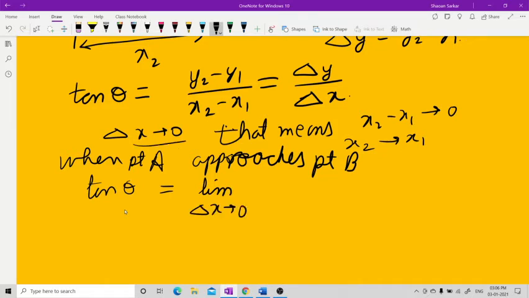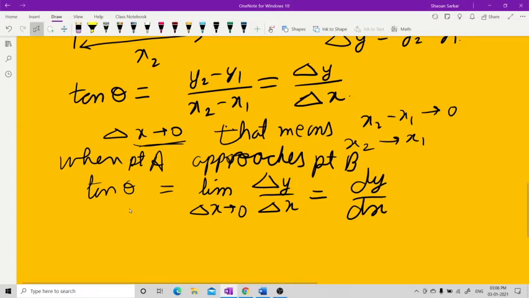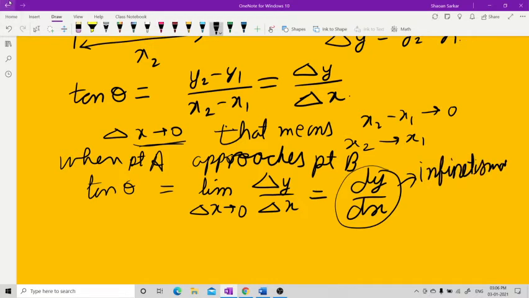This idea becomes delta y upon delta x becomes dy by dx. This difference is actually infinitely small. When this becomes infinitely small, this whole thing becomes dy by dx. Let us do one or two problems.